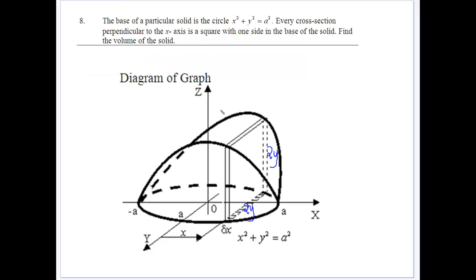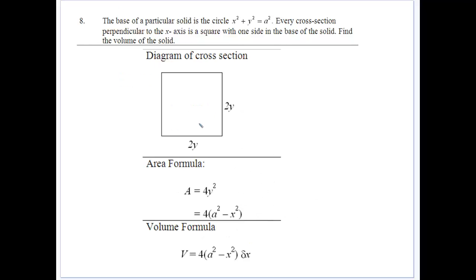This time we've got our base being x squared plus y squared equals a squared. So a little bit different. We've got no numbers to play with. But we've got each cross section being a square with one side on the base of the solid. So again, we're getting our 2y times 2y. We should be getting that idea now. But we're going from minus a to a from our integration for our x values.